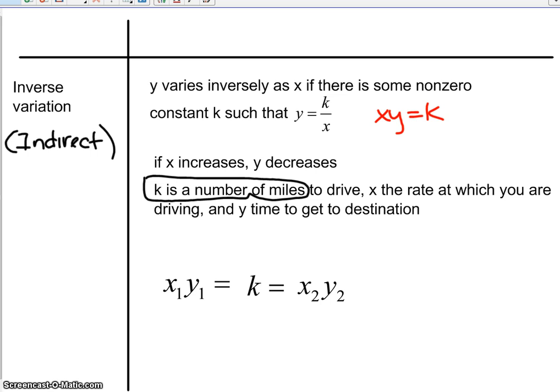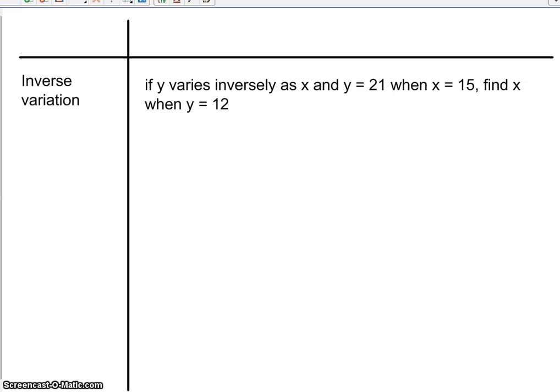So similar situation, x1 y1 is equal to that constant, which, since it's always staying the same, is equal to x2 y2. But in the same way, I'm going to take that k out of there and just use this equation. And how I remember this is that direct is divide, indirect, inverse is opposite, so that means we're going to multiply. So if y varies inversely, as soon as I read that, I'm setting this piece up.